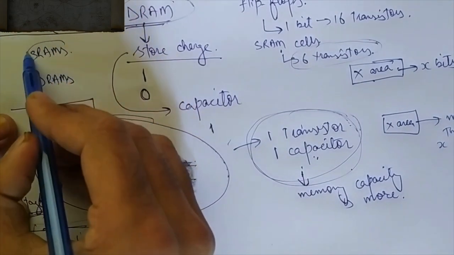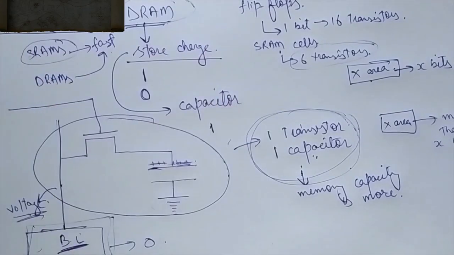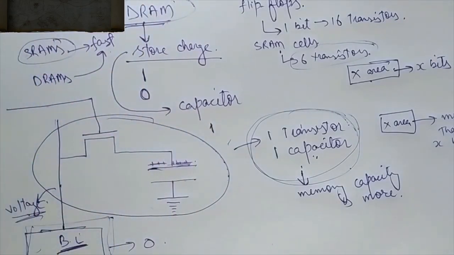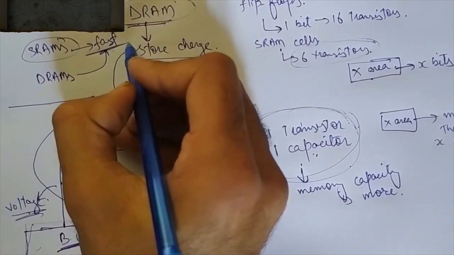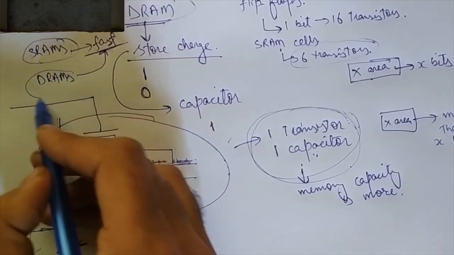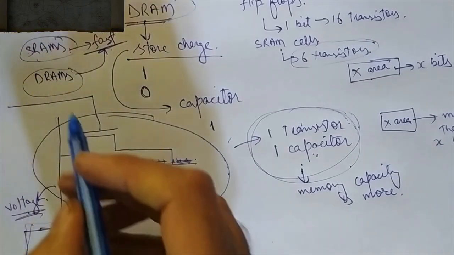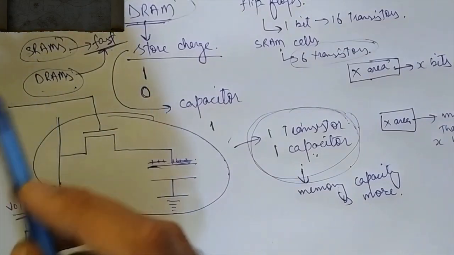The reason we make some memories using SRAMs is that SRAMs are fast as compared to DRAMs, and DRAMs consume more power. I will show you here why DRAMs consume more power as compared to SRAMs. That's why wherever we require a small and fast memory, we will use SRAM. Wherever we require a larger memory with less speed as compared to a smaller memory, we will take DRAM based memories. So that's why the RAMs in our processors are made of DRAMs and our caches are mostly made of SRAMs.